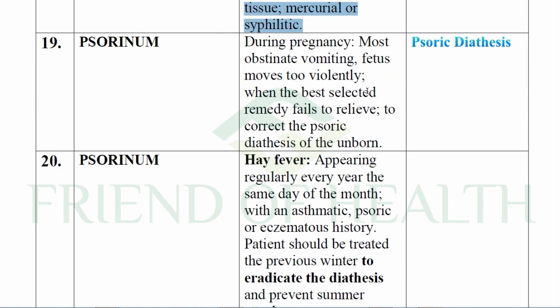And psorinum, next is about psorinum, psoric diathesis. During pregnancy, this is a very recent MCQ, in UPSC 2020 this question was there. During pregnancy, most obstinate vomiting, fetus moves too violently when the best selected remedy fails to relieve. To correct the psoric diathesis of the unborn, this was the question. Remedies like sulphur will be there, all other psoric remedies will be there. The answer will be psorinum. This was the question, recent question. So this is the way how questions will be framed. To correct the psoric diathesis of unborn, psorinum.